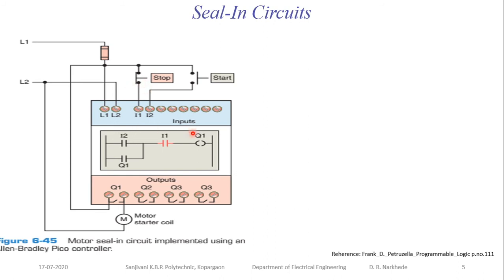Now here this is my coil Q1, this is my program which is placed inside the PLC, and this is my output. To the output Q1 I have connected one motor. The motor is connected in such a manner that L1 is the phase and L2 is the neutral.